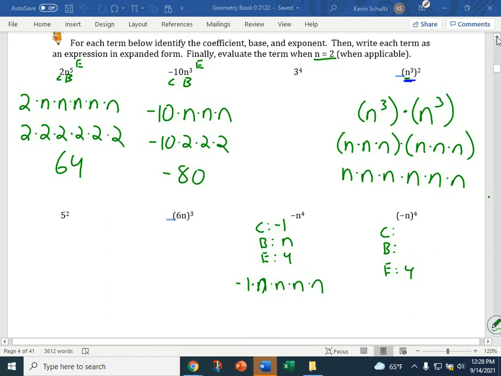What's our coefficient, our base? Let's start with the base. What's being taken the fourth power here, Peter? -n. Okay? Here that negative sign is included. So instead of -1 times n times n times n times n, now it's -n times -n times -n times -n.